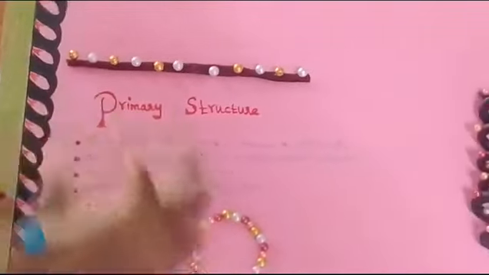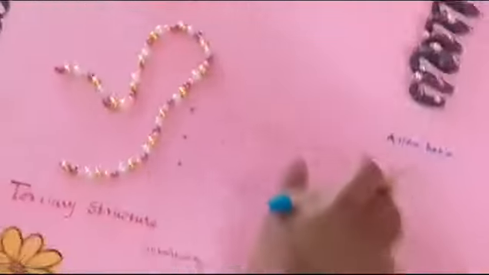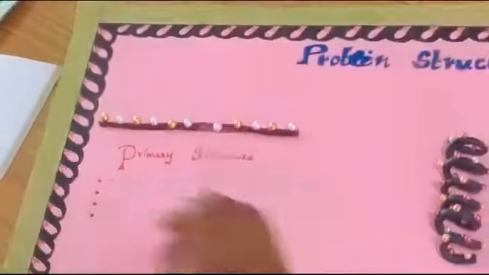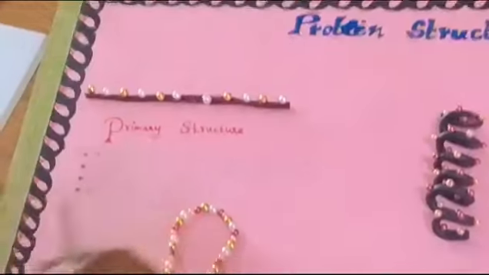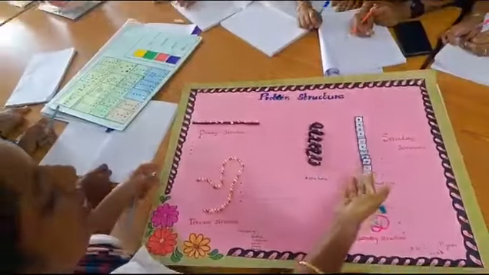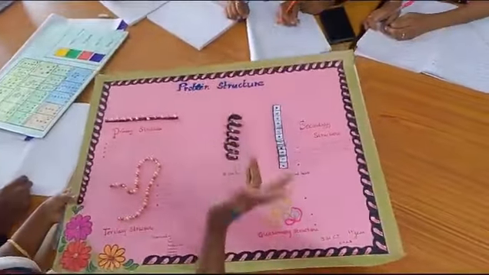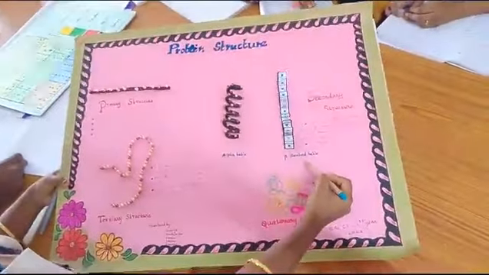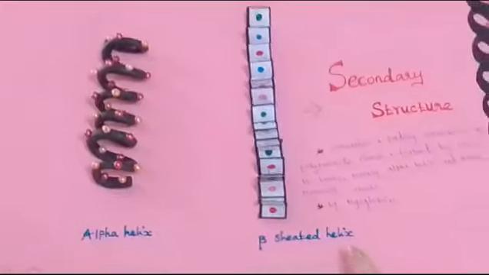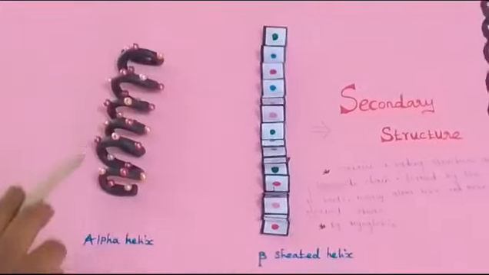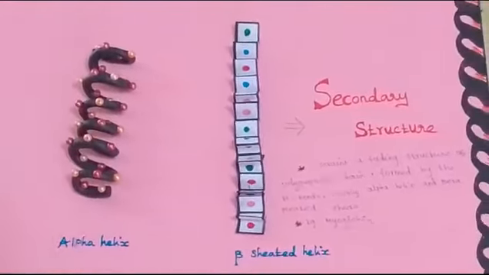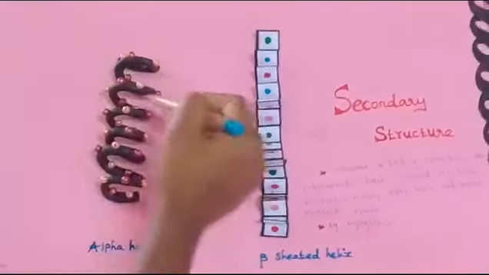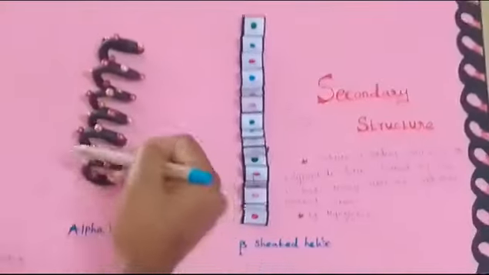Clear? So coming to the secondary structure, when this linear, straight structure gets folded, it becomes the secondary structure. The folding is in the form of two types. One is alpha helix and another one is beta pleated sheets. What happens in the alpha helix is the linear sequence gets folded, so the structure looks like a helical structure.